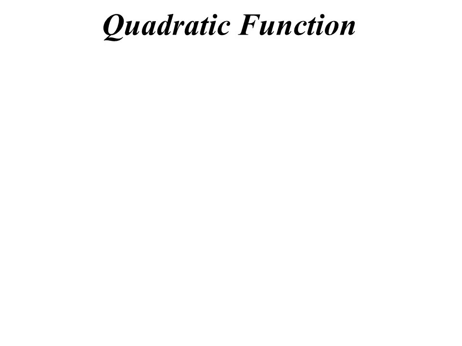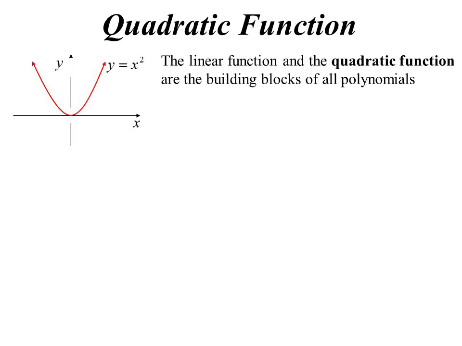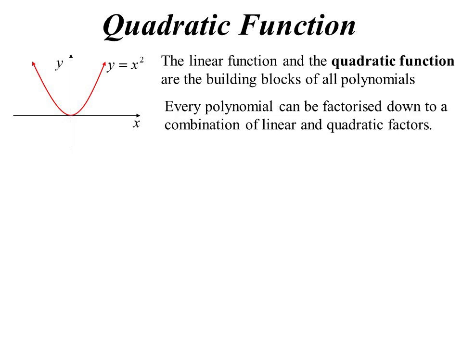Let's take a bit more of a look at our quadratic function. Our basic quadratic function, the most basic one, y equals x squared. Okay, and we know it is the graph of the quadratic function. And as I mentioned on Friday, that, with the linear function, is the building block of all polynomials. And in fact, every polynomial can be factorized down to be a combination of linear and quadratic factors.